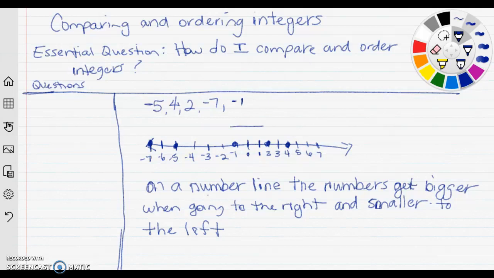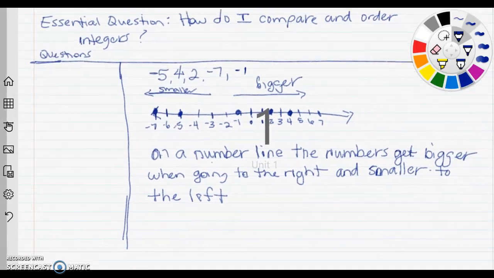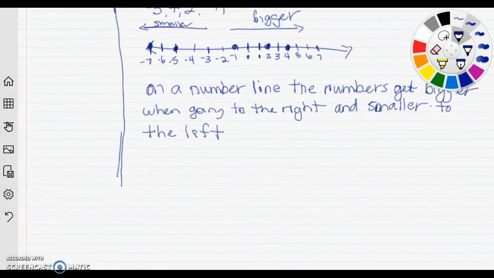Okay, so going this way, I'm getting bigger. And going this way, I'm getting smaller. So even though my negative numbers are, the actual number itself is getting bigger as you go to the left on a number line. But think of it this way.